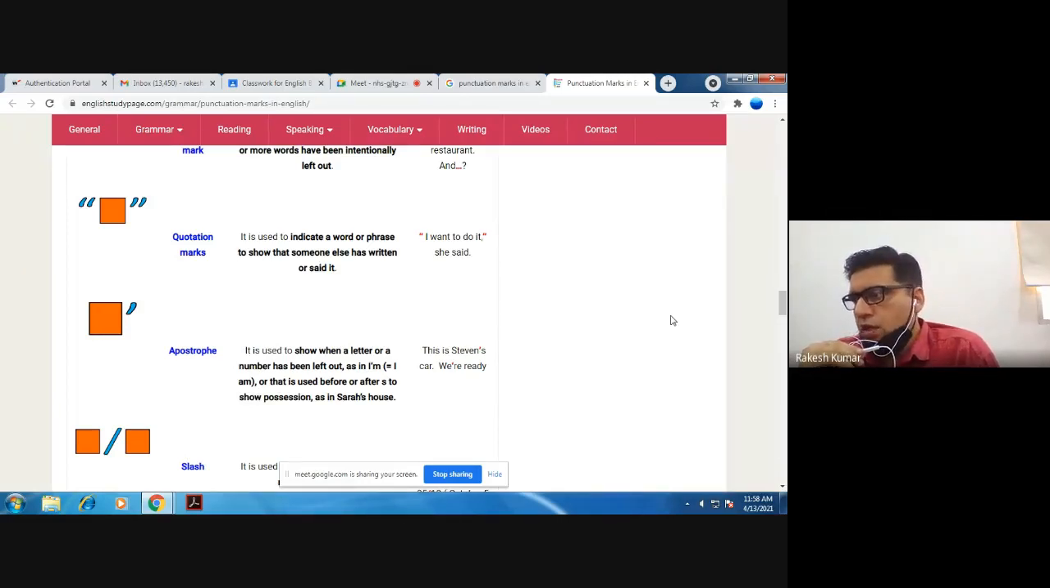Then we have the apostrophe, and what is the meaning of apostrophe? They are saying it is used to show possession. Apostrophe S is to show possession, like when there is something which is of someone or related to someone. Then you apply apostrophe S over there, and you can relate that with that person. And this is Stephen's car.